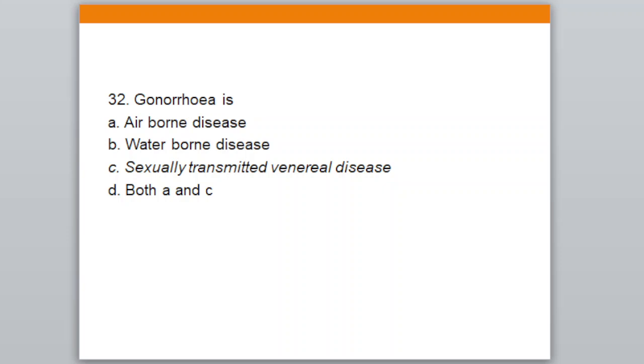Question number 32. Gonorrhea is A. Airborne disease, B. Waterborne disease, C. Sexually transmitted venereal disease, or D. Both A and C. The correct answer is C, sexually transmitted venereal disease.